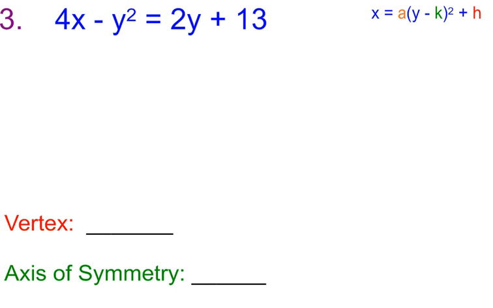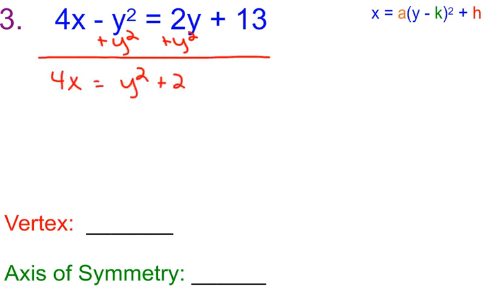So I would start by adding y squared to both sides. So we have 4x equals y squared plus 2y plus 13. You know that it's a sideways parabola when you have y squared and not x squared. That's how you're looking at it. So I'm looking at that right now, and we see that we have a sideways parabola.